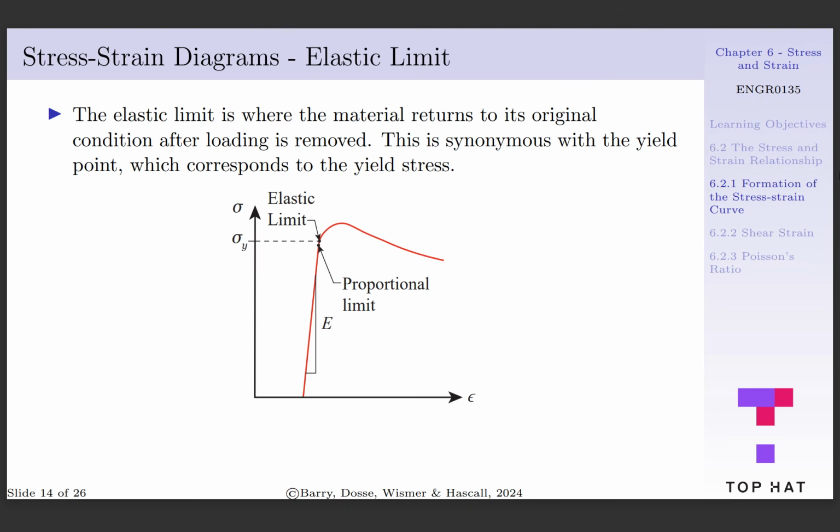The elastic limit is just above the proportional limit and is the last point at which the material will return to its original condition after loading is removed. If the elastic limit is exceeded, the material will still be deformed after the load is removed. The elastic limit is synonymous with the yield point, which corresponds to the yield stress and yield strength.